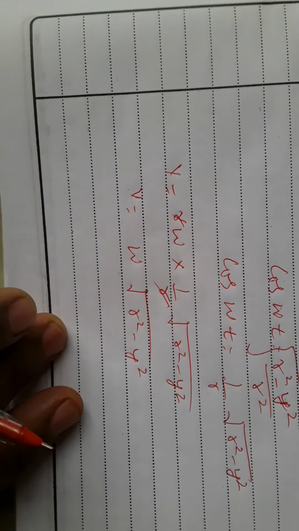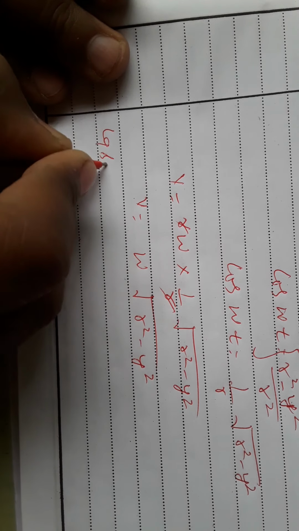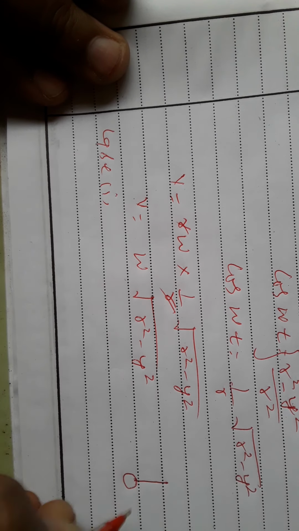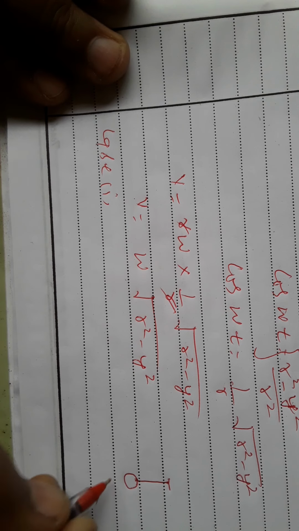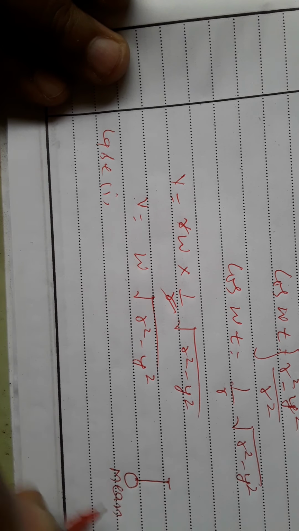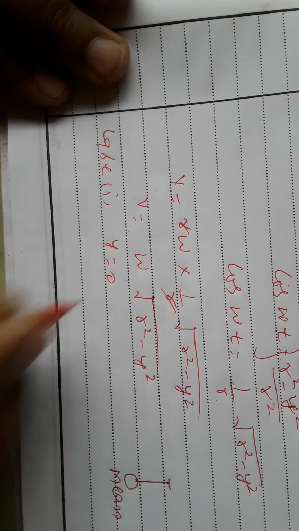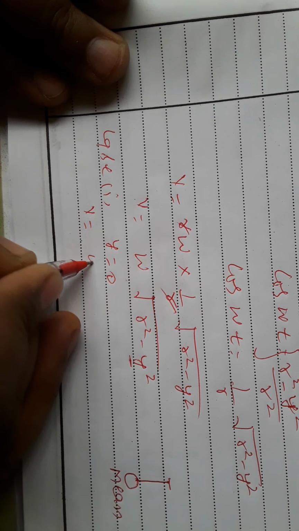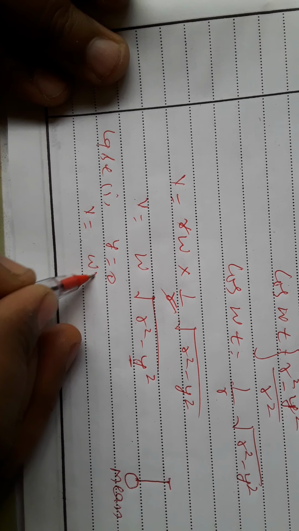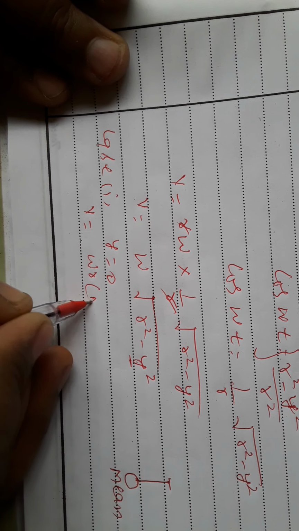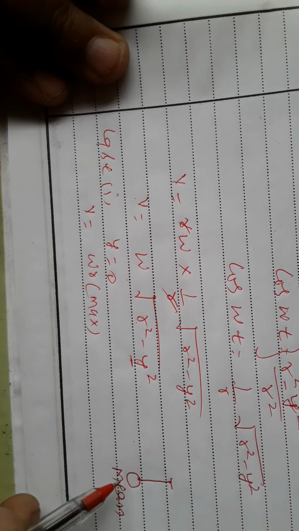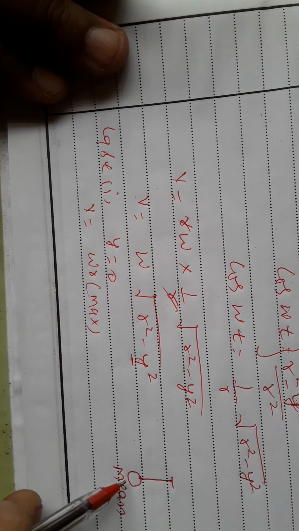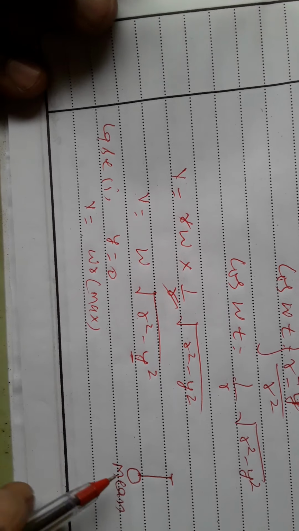Now we can take the cases. First, if the object is at the mean position, displacement y is 0. Here we put y equal to 0, so we get v is equal to omega times r. So this velocity will be maximum. We can say at the mean position, velocity is maximum and hence kinetic energy is also maximum.